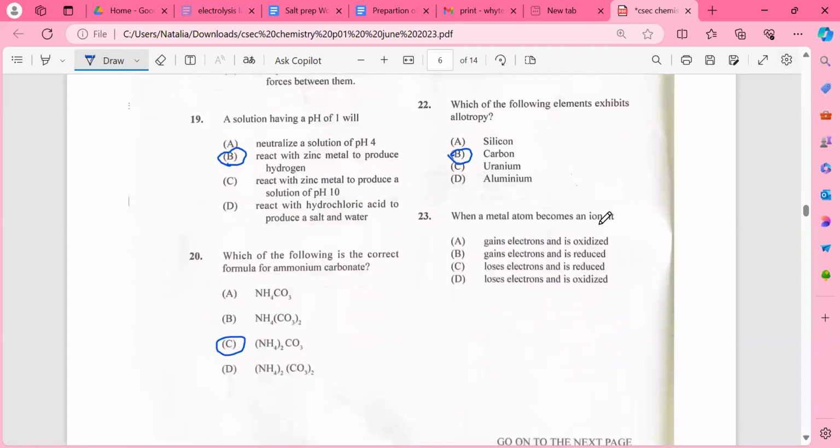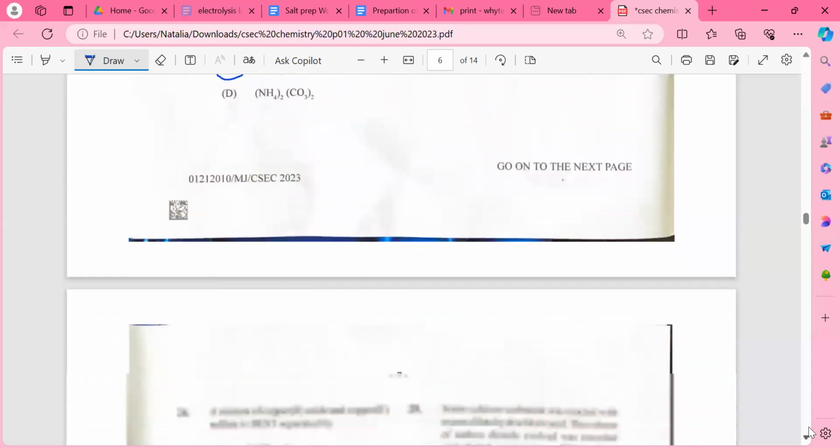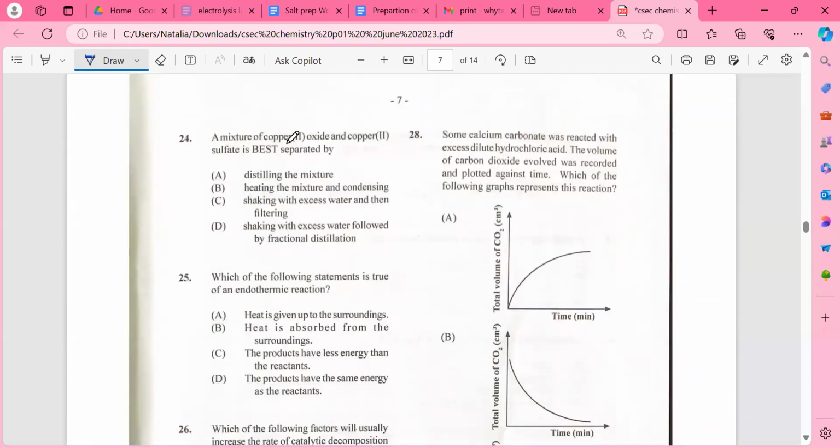When an element becomes an ion, it loses electrons and is oxidized. A mixture of copper oxide and copper sulfate is best separated by filtering. So copper oxide does not dissolve in copper sulfate.